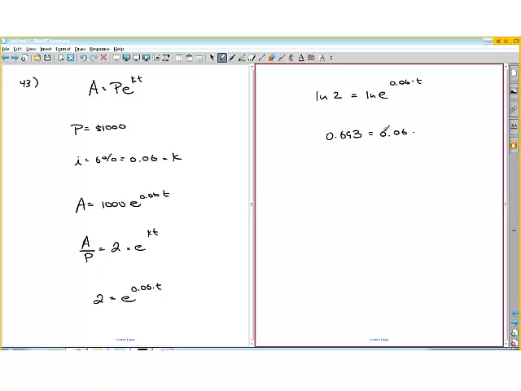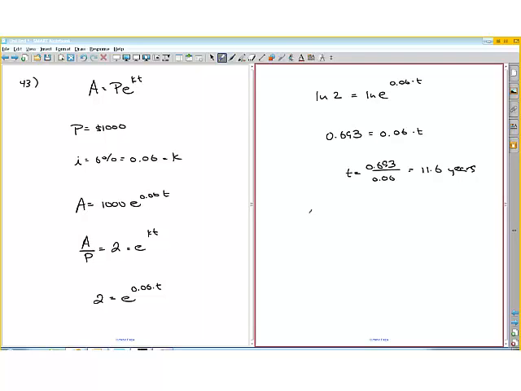And then we get 0.06 times t on the right-hand side, and you solve for t, and you get 0.693 divided by 0.06, and that's 11.6 years.